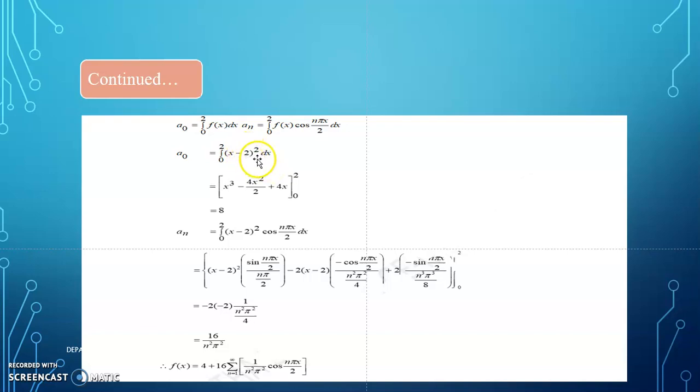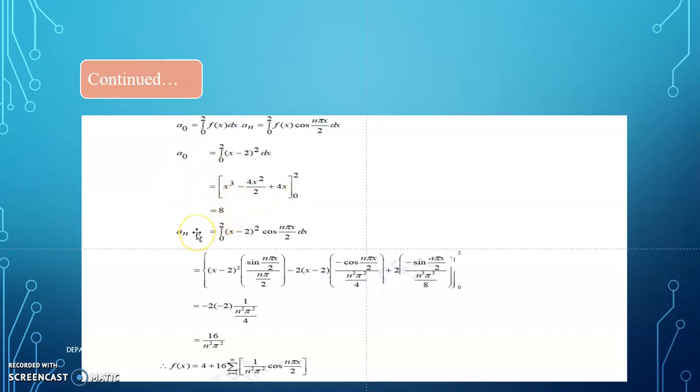So now we have to expand this one. (x minus 2) the whole square expansion is x square minus 4x plus 4. So after that expansion, I have to integrate. So x square integration is x cube by 3, 4x integration is 4x square by 2, then integration of 4 is 4x. Then apply the limit 0 to 2. So we'll get the a naught value is equal to 8.